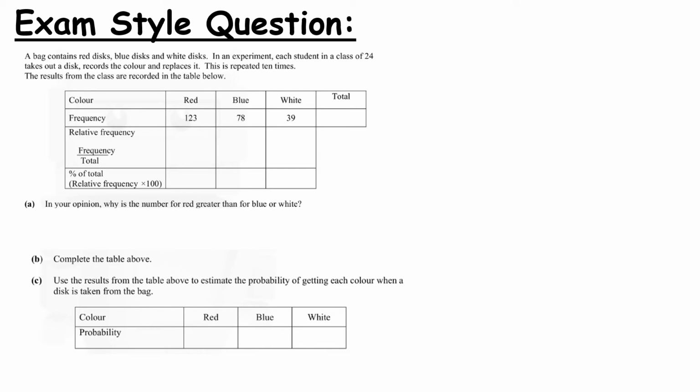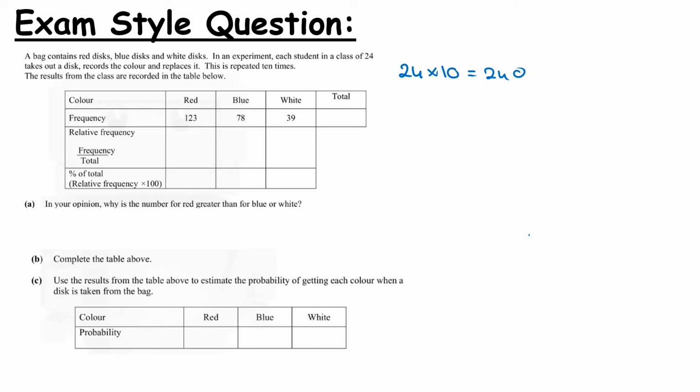So let's look at an exam style question which talks about relative frequency. I think the hardest part of relative frequency is just the word itself, or the phrase. So a bag contains red discs, blue discs, and white discs. In an experiment, each student in a class of 24 takes out a disc, records its colour, and replaces it. This is repeated 10 times. So we should have 24 students, they each go 10 times. So 24 by 10, that is 240.